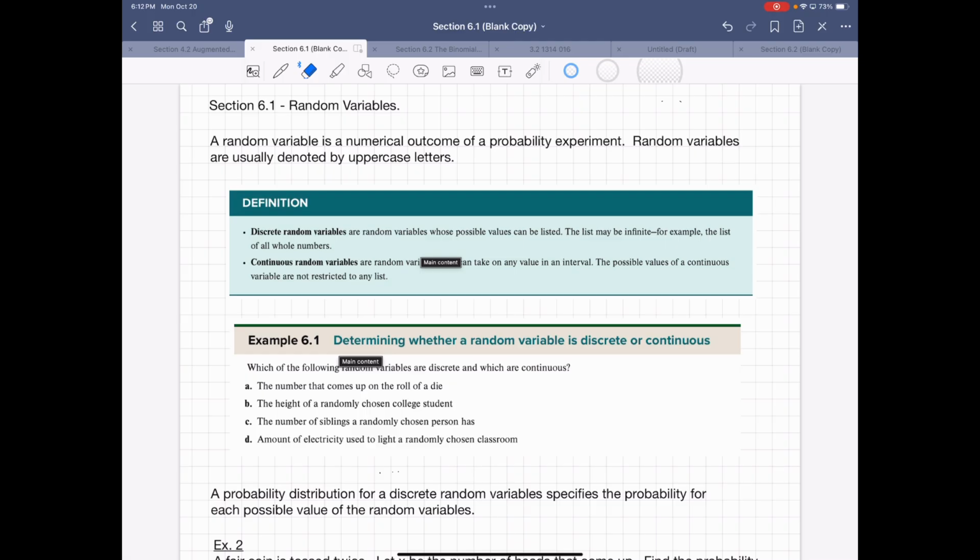We did have a little issue with that on the last test, I think, that some of us weren't quite sure about discrete versus continuous. And discrete's individual things that we can list, okay?